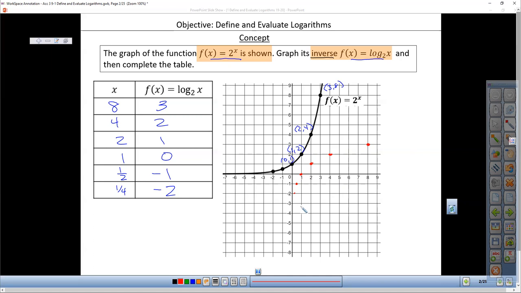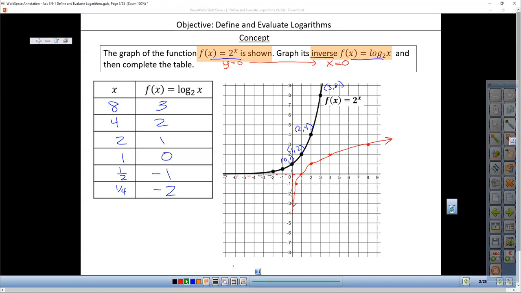What also switches, if you recall, the horizontal asymptote for y equals 2 to the x, the exponential function, is y equals 0, the x-axis. That y equals 0 also switches to become an asymptote of x equals 0 for the logarithm function, its inverse. Again, y becoming x becoming y. That switching of variables we've learned about. And x equals 0 is the y-axis. So it has a vertical asymptote of x equals 0, the y-axis. And the curve looks like that.